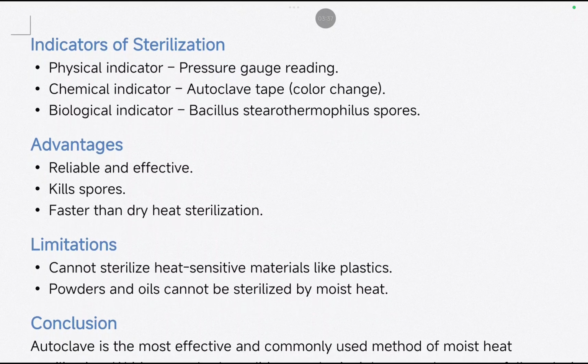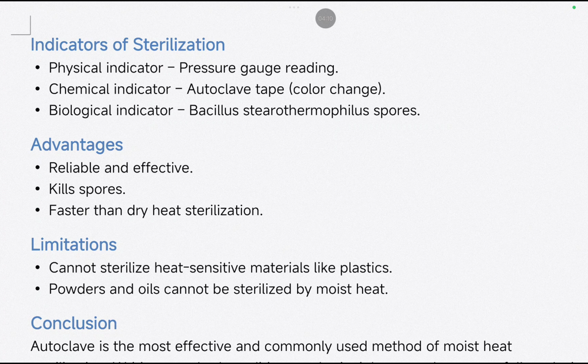What are the sterilization indicators? There are three: physical indicators, chemical indicators, and biological indicators. Physical indicator is the pressure gauge reading. For chemical indicators, we use autoclave tape, which changes color when the process has been completed. And there's the biological indicator, which is Bacillus stearothermophilus spores. Simply, we take a card, we put spores on that, and when the autoclave has run its course, we see if these spores are destroyed. That means the autoclave has been successful.